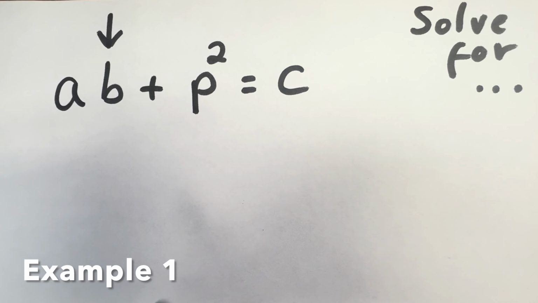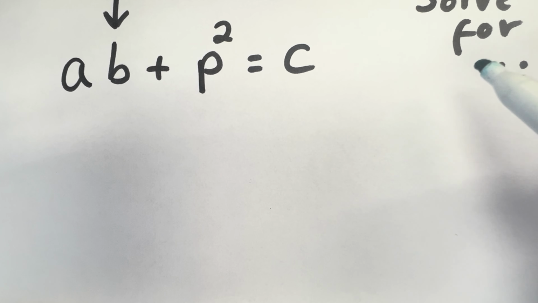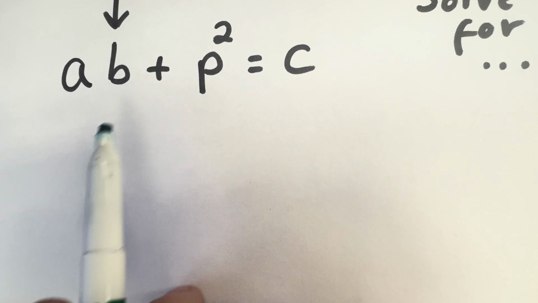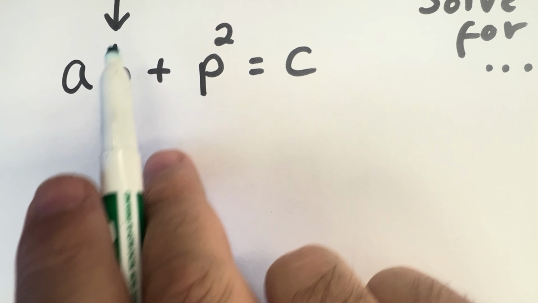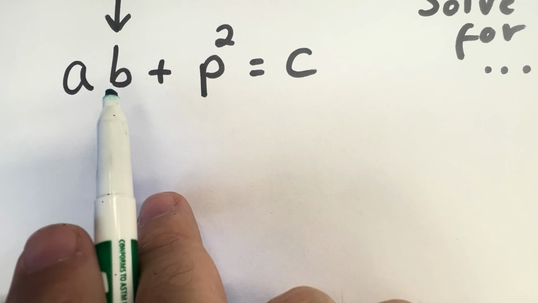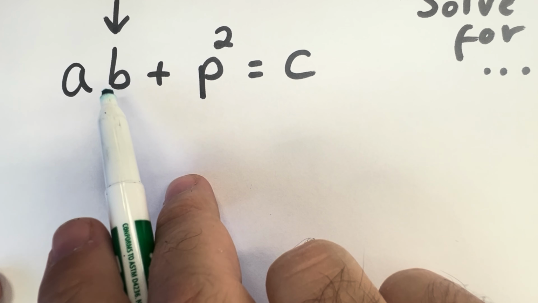So this kind of exercise says "solve for," sometimes a specific variable, or it indicates exactly the variable they want you to solve. So in this case, the arrow indicates the variable we're going to solve for. So AB plus B squared equals C. We need to solve for B.